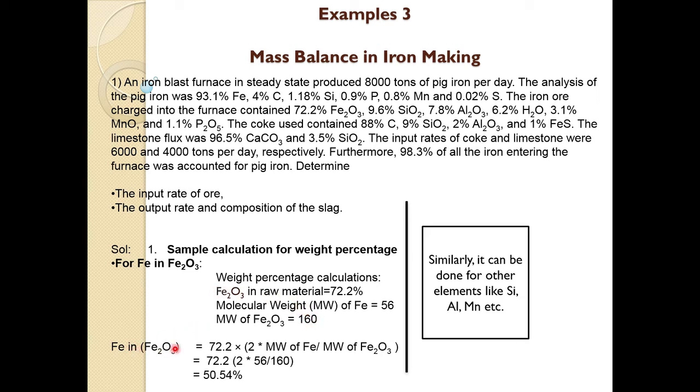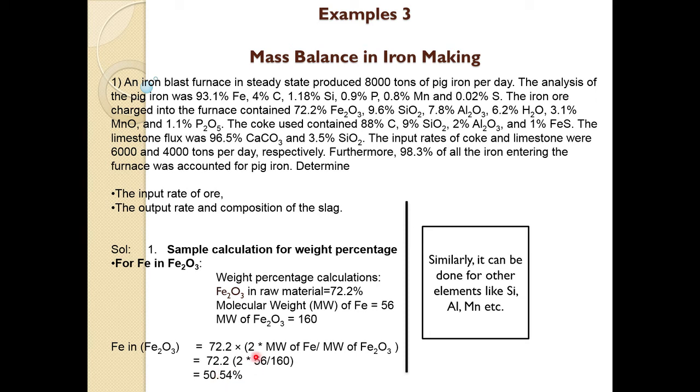So, iron in hematite or Fe2O3 would be 72.2 into 2 because there are 2 moles of iron. This of course, we did in the previous example also. So, 2 into molecular weight of iron divided by the molecular weight of hematite 160. So, that gives you the iron in hematite 50.54 weight percentage.